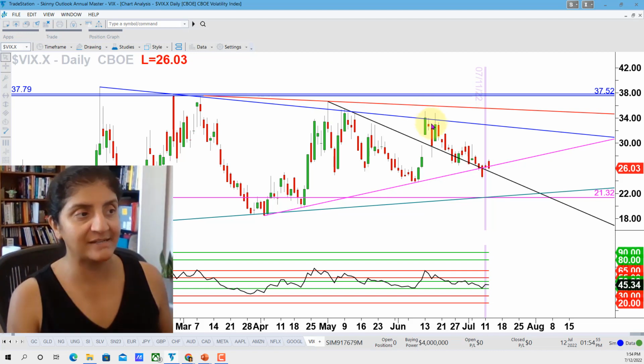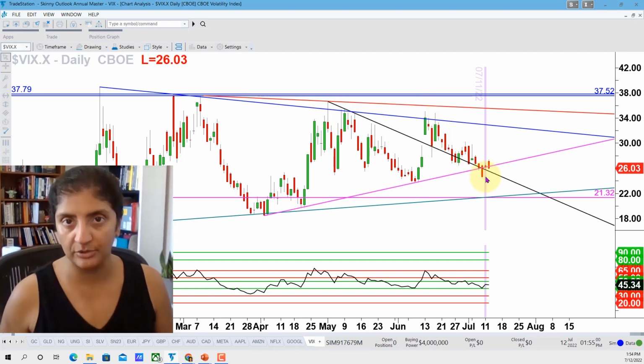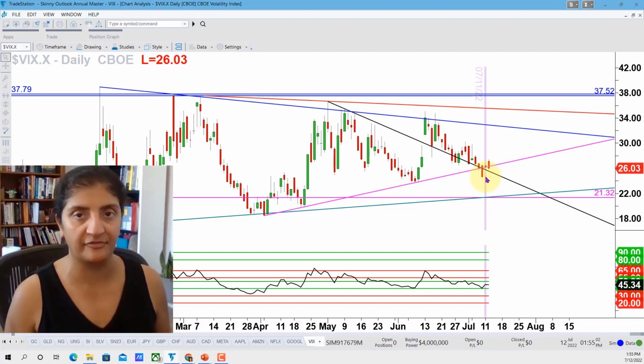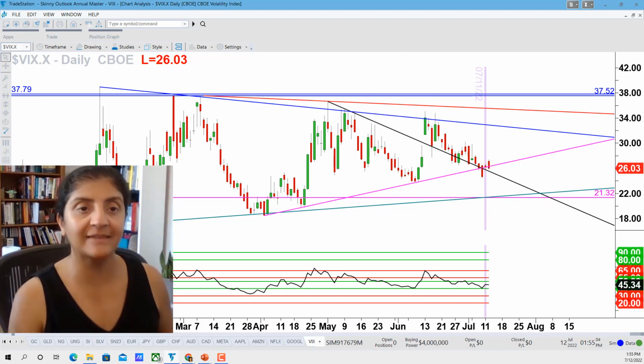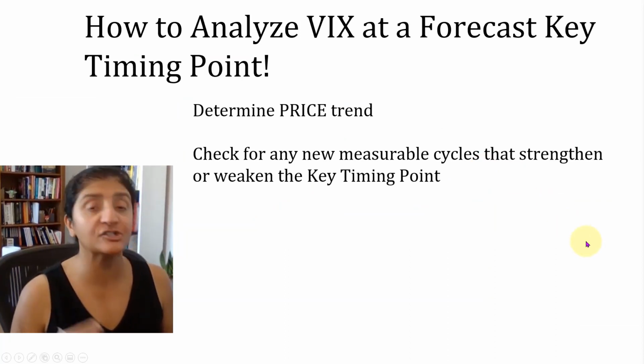So now you can see that we have a series of descending action, right? Lower highs and lower lows. So the price trend is down on the VIX. Great. Now taking that information, let's move to the next step: check for any new measurable cycles that strengthen or weaken the key timing point. Let me show you what I mean.